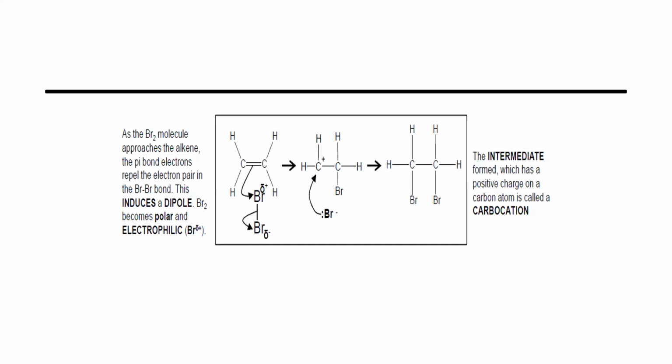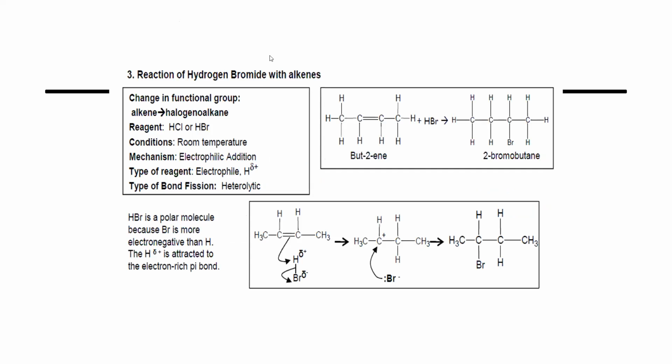So for a symmetrical alkene, it's one possibility. For asymmetrical alkenes, in which the molecule does not have a symmetry, it can result in the formation of different carbocations. One will be the major product, another one will be the minor product. Same thing, the reaction of hydrogen bromide with an alkene.